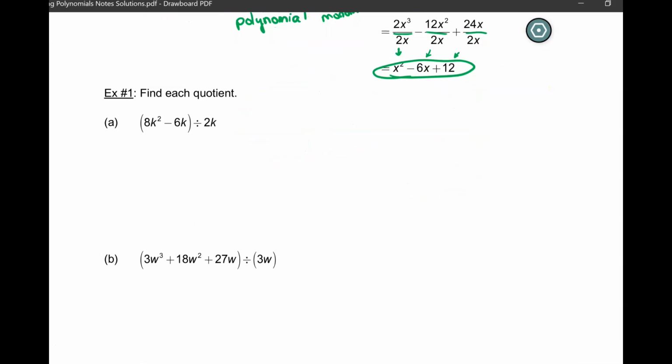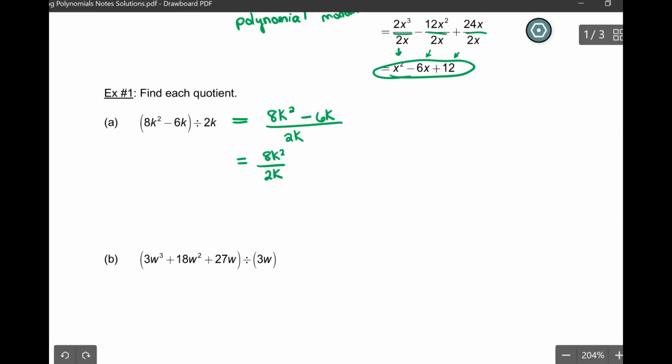Okay, so example 1a. First thing we want to do is we're going to rewrite it. So we have 8k squared minus 6k, all divided by 2k. So I'm going to take 8k squared divided by 2k, and I'm going to subtract 6k divided by 2k. Now, another way to actually solve this is what we did in the previous lesson, which would be to take out the GCF. So there are actually two different ways to find the quotient here.